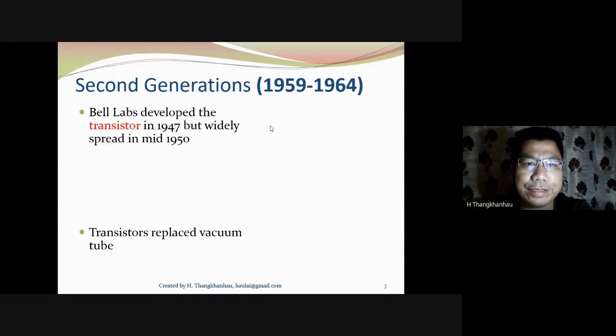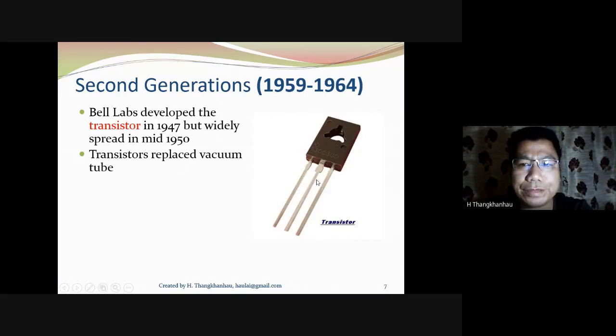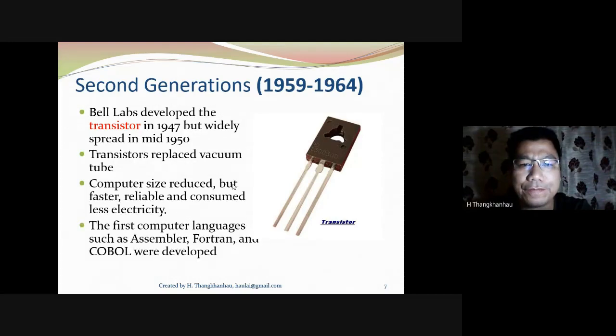In the second generation, transistors were developed at Bell Laboratories in 1947, and were widely used in 1950. So transistors replaced vacuum tubes. Vacuum tubes are no longer used in the second generation. The size of the computer is reduced, but it is faster, more reliable, and consumes less electricity. The first programming languages like Assembler, Fortran, COBOL, etc., were developed in this second generation. So in this second generation, one of the notable things that happened is the development of the transistor.